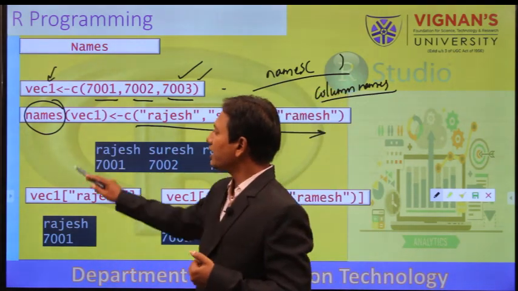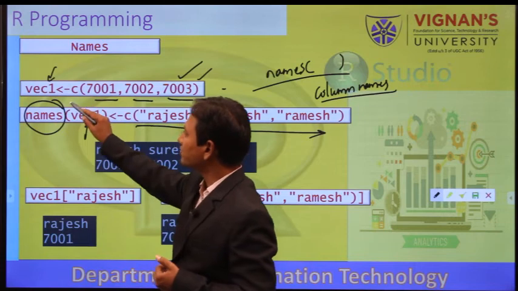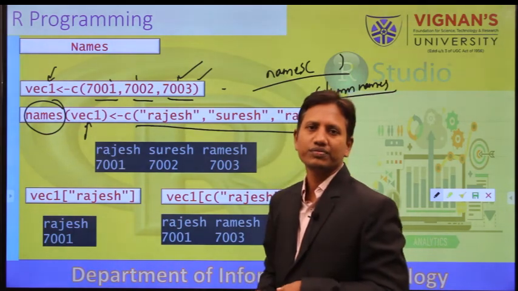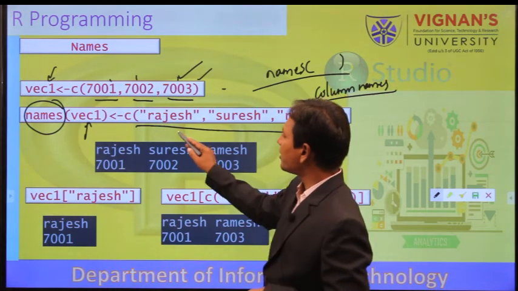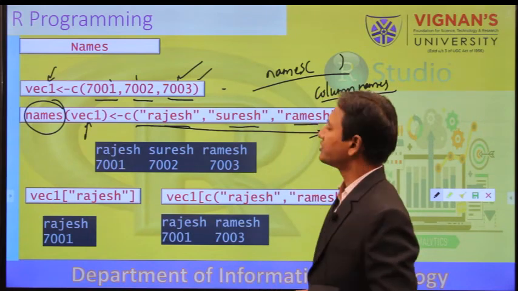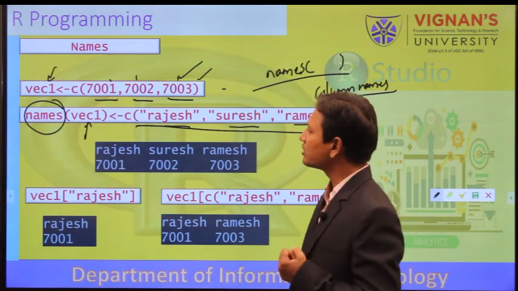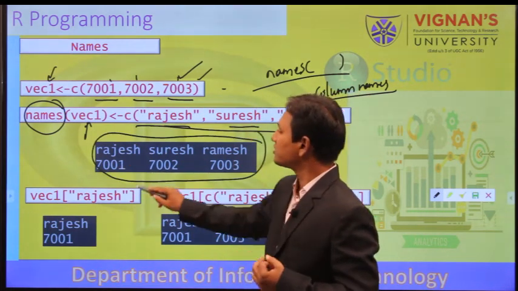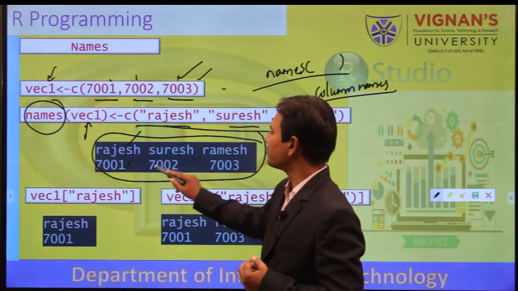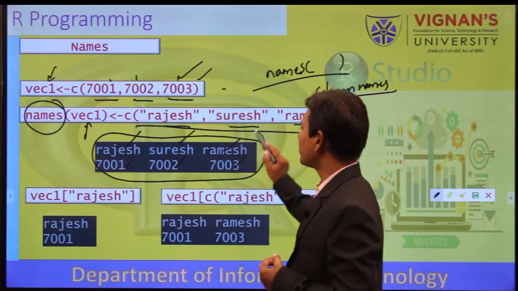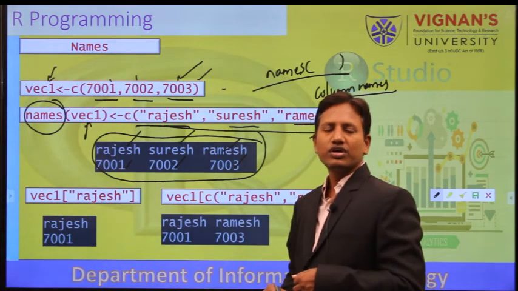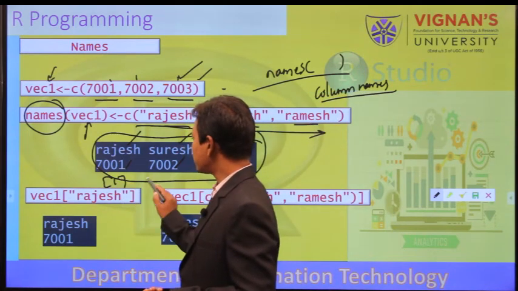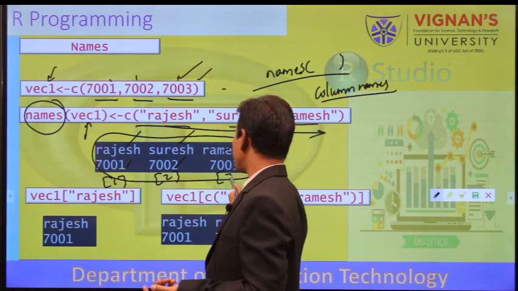See here, in the names function, I have passed vector 1. So these three values are passed to the names function, and the names we have given are Rajesh, Suresh and Ramesh. When we see the output of vector 1, you get this output: here is Rajesh and his value, Suresh and his value, Ramesh and his value. Here the index values are 1, 2 and 3.